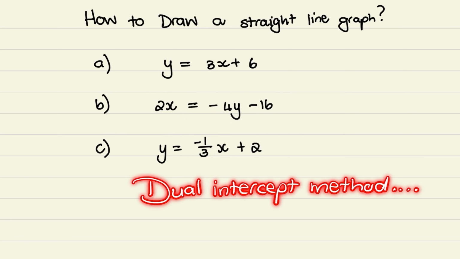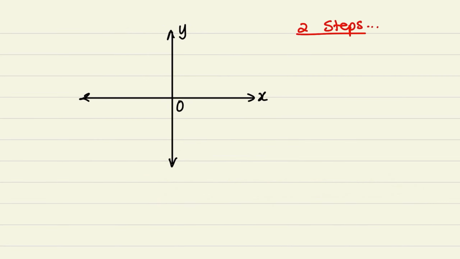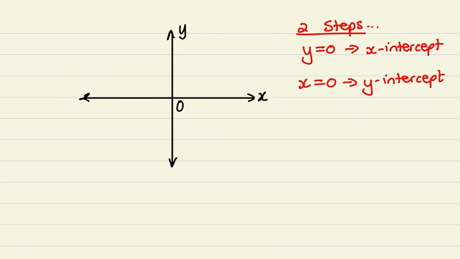And the method that we will use in all 3 examples is known as the dual intercept method. In the method that I'm about to show you, we only have 2 steps. And those 2 steps are pretty simple.